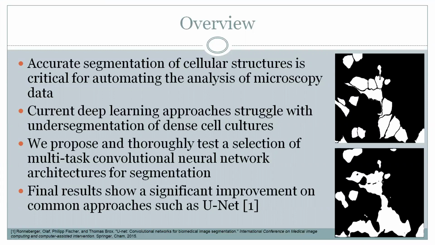The key challenge is that common approaches such as UNet tend to overfit the foreground pixels, resulting in incorrect merging of neighboring cells. An example of this is shown on the right. The top image is the ground truth for one of the frames in our dataset, and the bottom image is the segmentation mask produced by UNet. To address this problem, we propose a multitask learning approach with several novel architectures, which significantly improve the separation of touching cells.